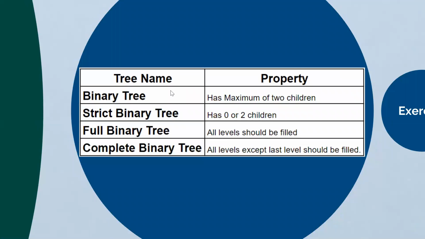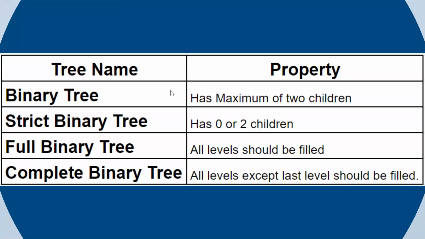So we'll see one more time, guys. Just try putting this into your mind. A binary tree is nothing but a tree that has a maximum of two children. A strict binary tree has either 0 or 2 children. In a full binary tree, all levels should be filled, and in a complete binary tree, all levels except the last level are to be filled.